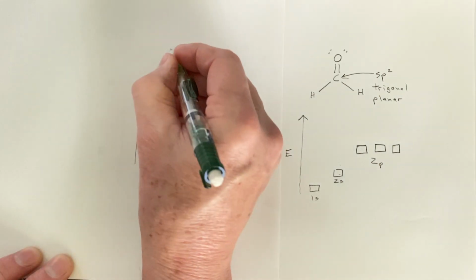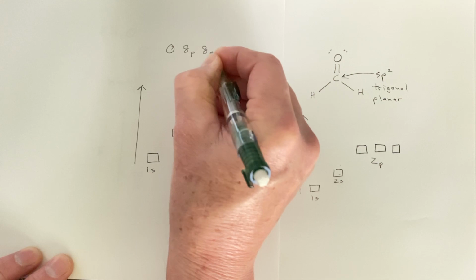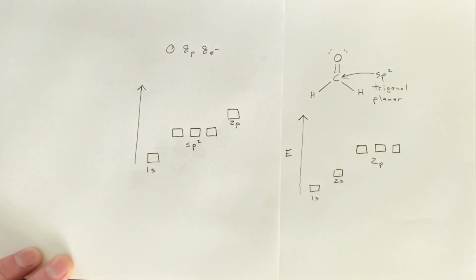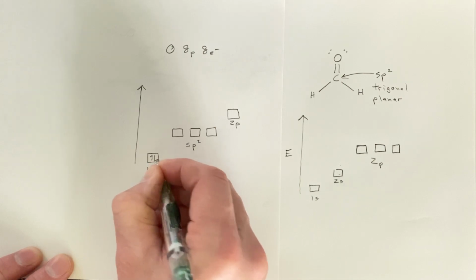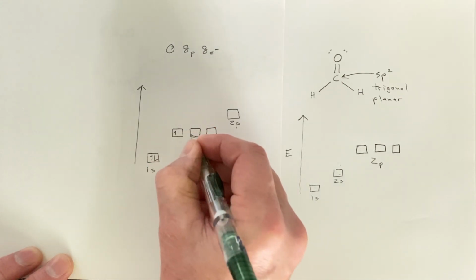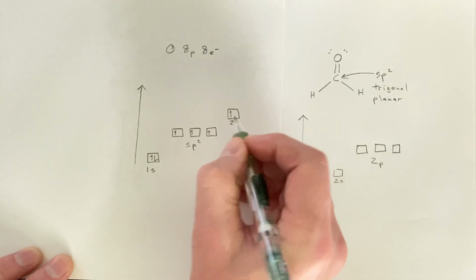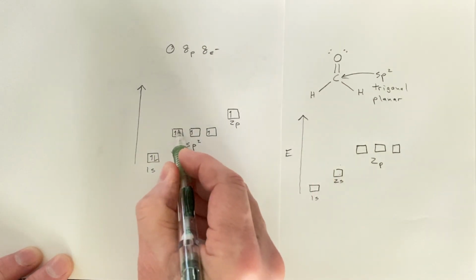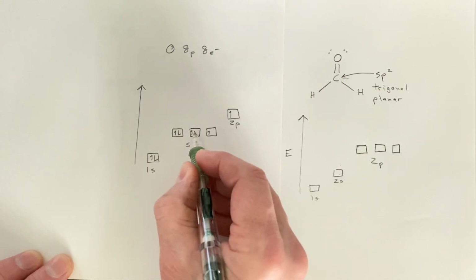So oxygen has 8 protons and 8 electrons. We will place our electrons in our orbital diagram. 1, 2, 3, 4, 5, 6, 7, and 8.